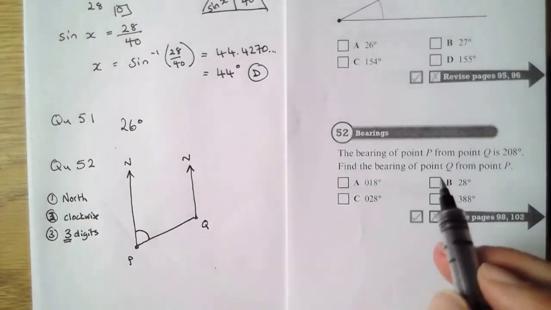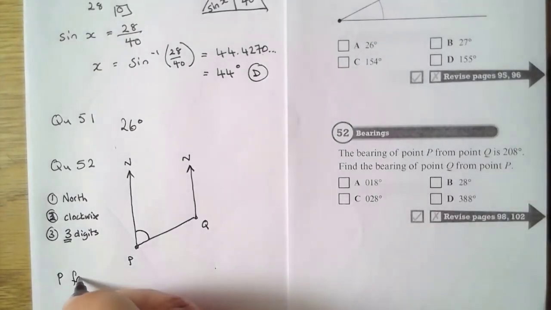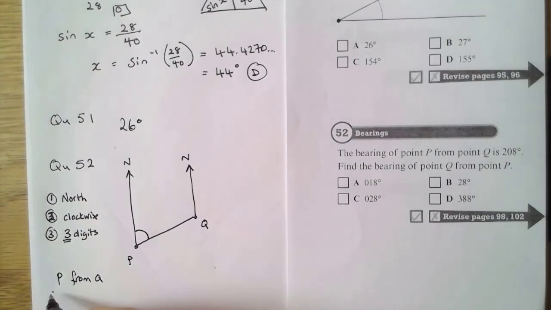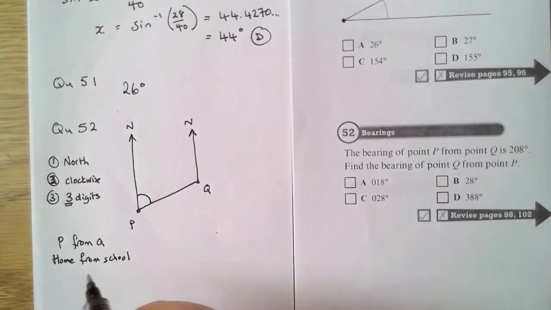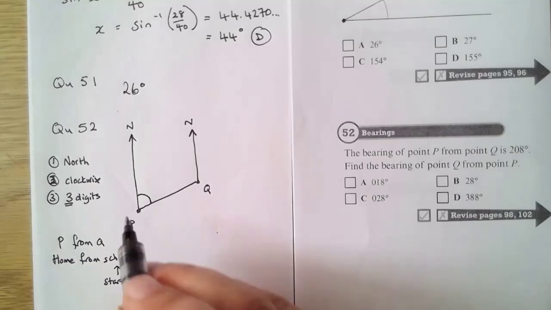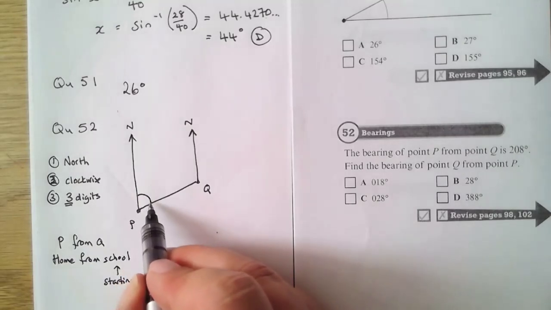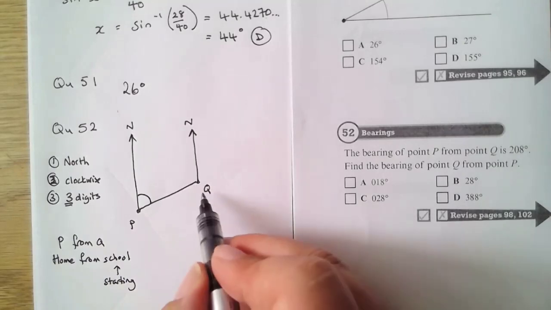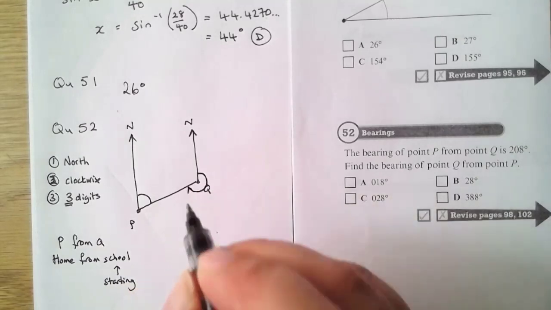So what have we got? The bearing of point P from point Q. Okay, so P from Q is like saying home from school. Where do we start? Well, we're starting from home, from school. We're starting here. So we're starting at P, point P from point Q. Here. P from point, we're starting from point Q. Aha, so this is where we start. P from point Q. There we go. I knew I'd worked it out. So we're doing this.